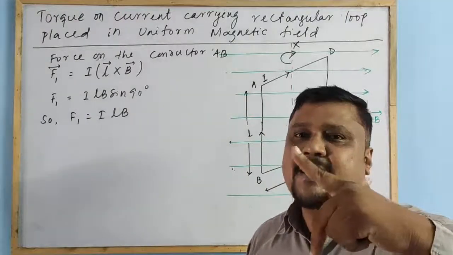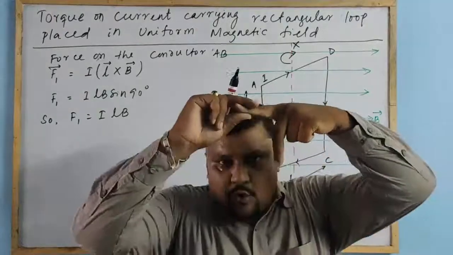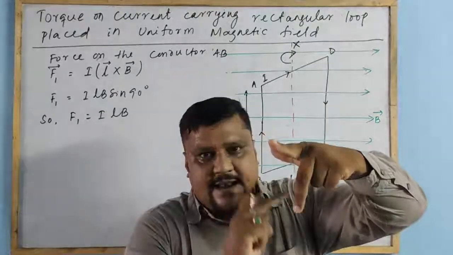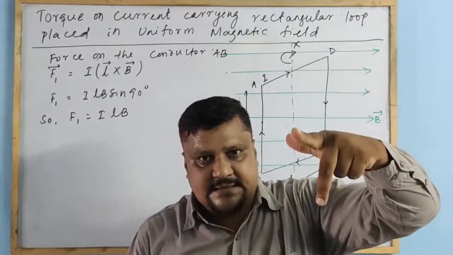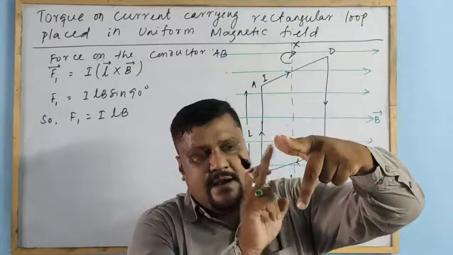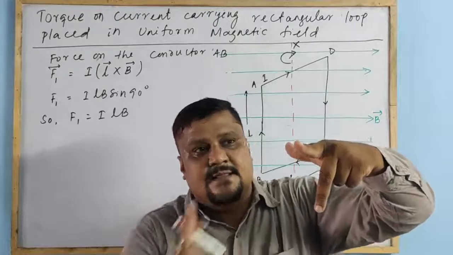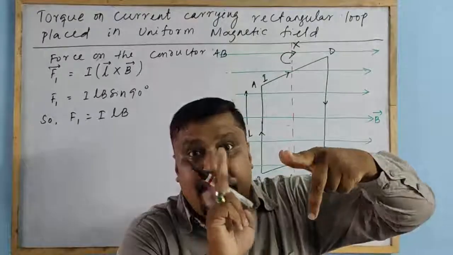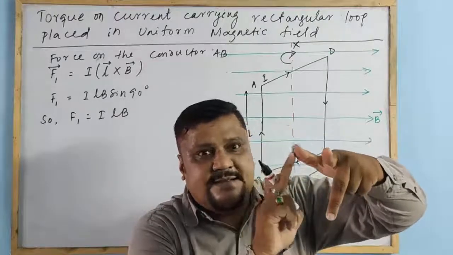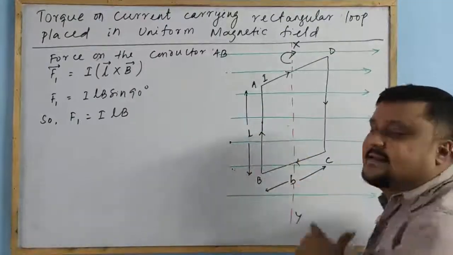Fleming's left hand rule: stretch the forefinger, middle finger and thumb of the left hand in mutually perpendicular directions. The forefinger represents the magnetic field direction, the middle finger represents current, and the thumb represents force. Remember. So now use this in this case.